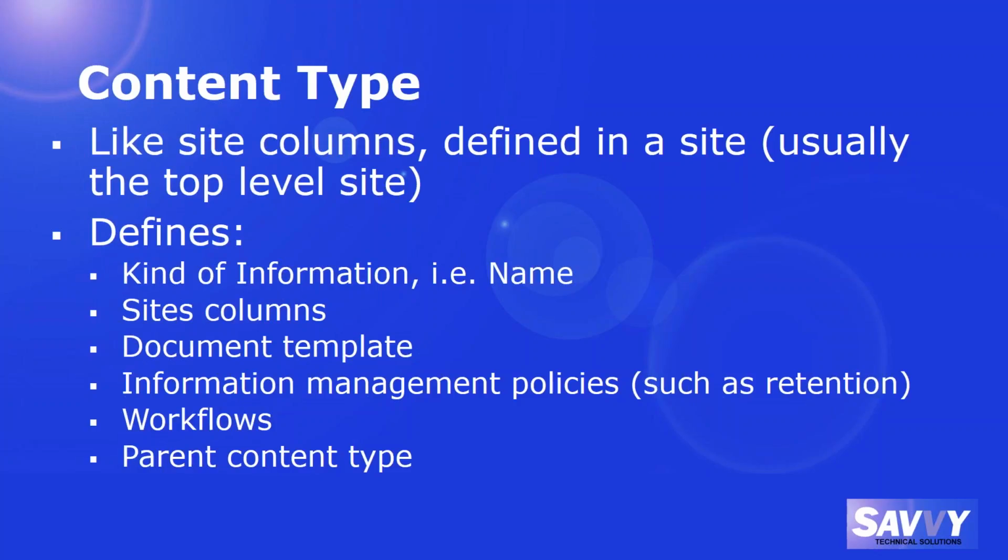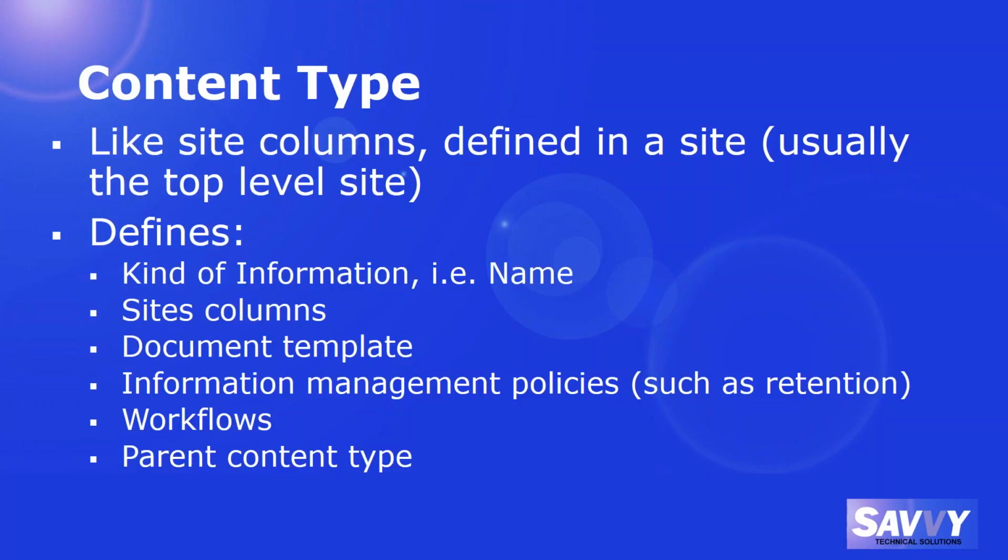And the last thing to specify is that a content type does have a parent content type. So you can't say that I want to have a document content type that inherits from a list item content type. Really, content types can inherit from one another. But what that means is when a content type inherits from its parent, it's going to pick up all those site columns that were defined in the parent content type.